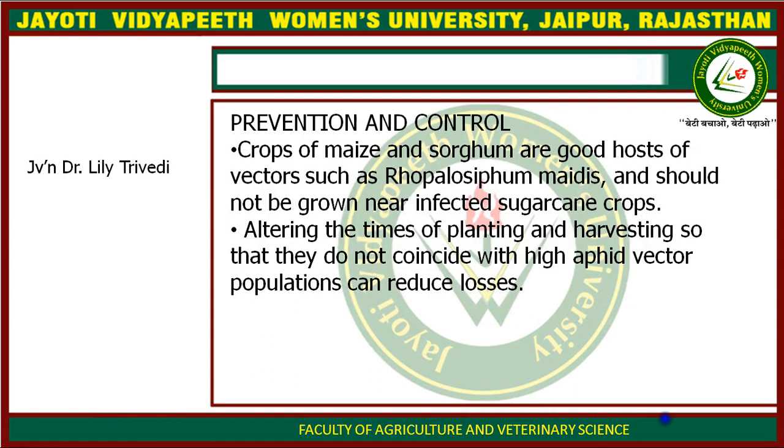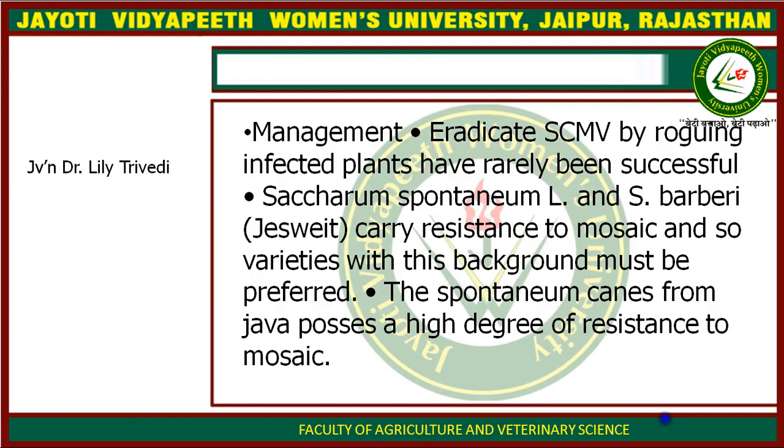For prevention and control, crops of maize and sorghum are good hosts of vectors such as Rhopalosiphum maidis and should not be grown near the infected sugarcane crops. Altering the time of planting and harvesting so that they do not coincide with the high aphid vector populations can reduce the disease.